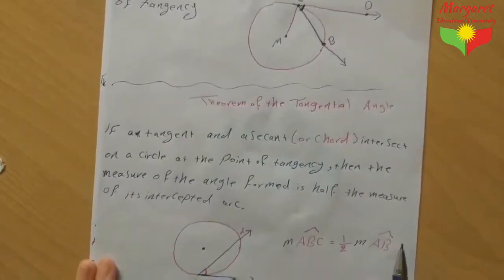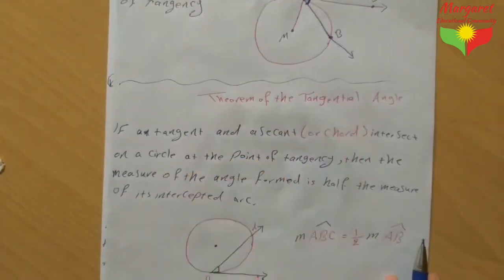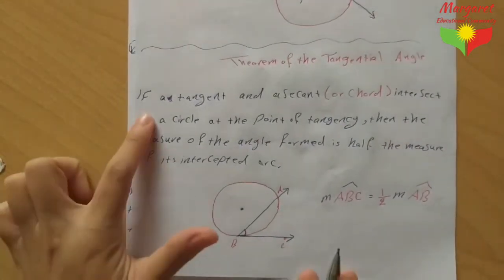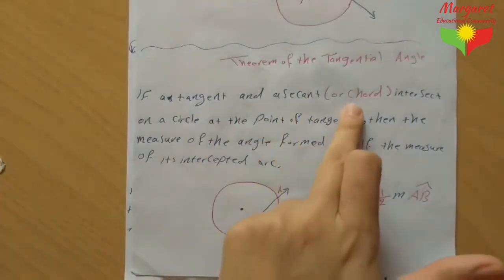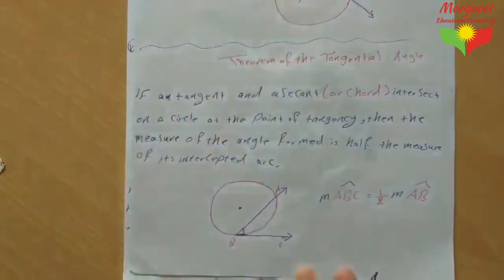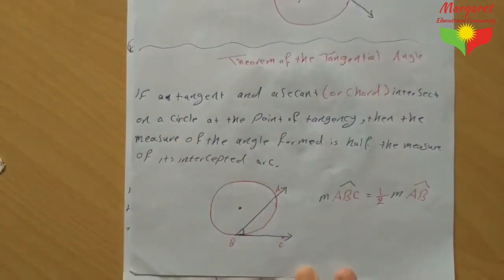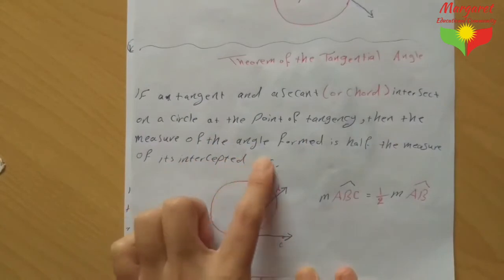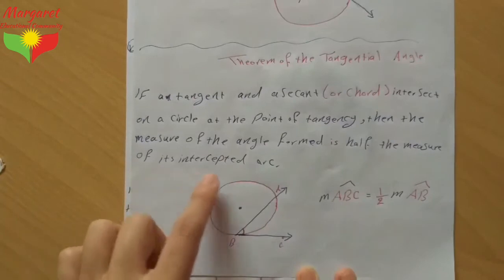We have to explain it. We have a theorem of the tangential angle. The theorem says, look, if a tangent and a secant or chord, secant intersect on the circle, if a tangent and a secant or chord intersect on the circle at the point of tangency, then the measure of the angle formed is half the measure of its intercepted arc.